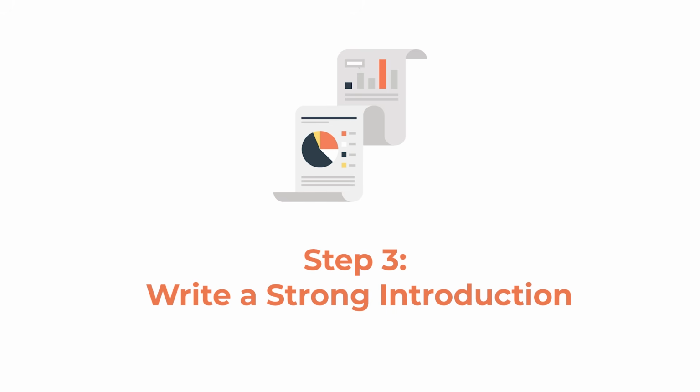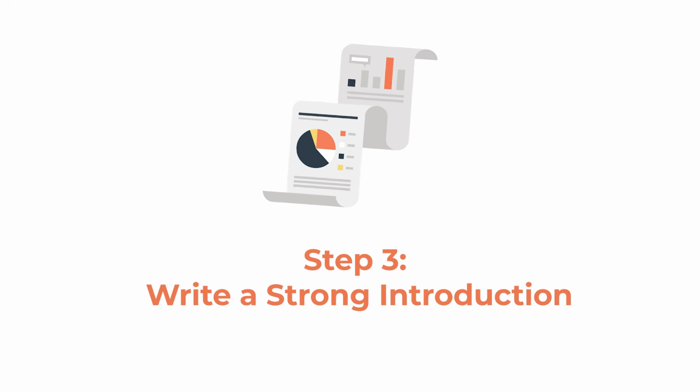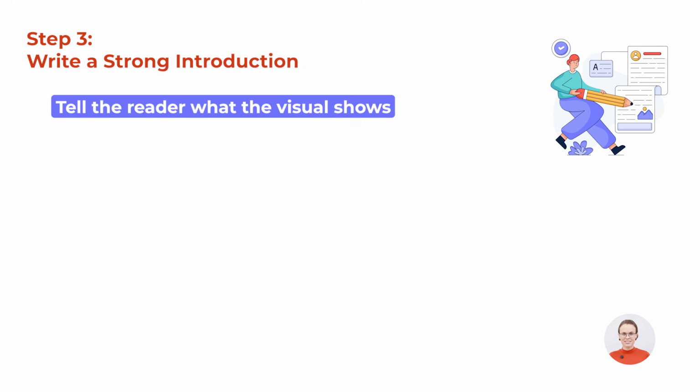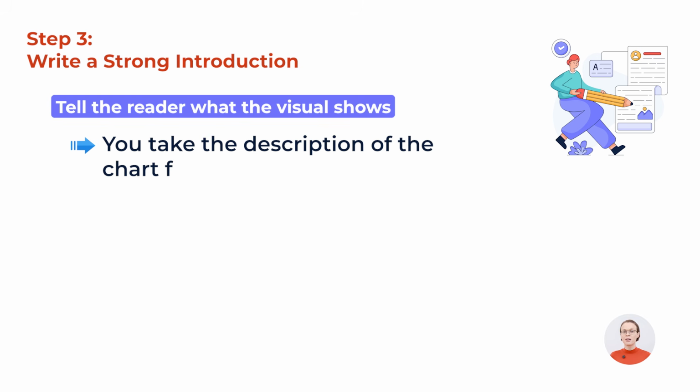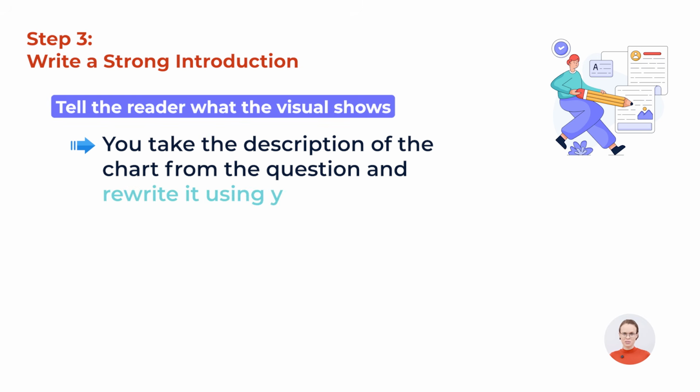How to write a strong introduction. Your introduction should do one thing: tell the reader what the visual shows. To do this, you paraphrase the task question. You take the description of the chart from the question and rewrite it using your own words and vocabulary.